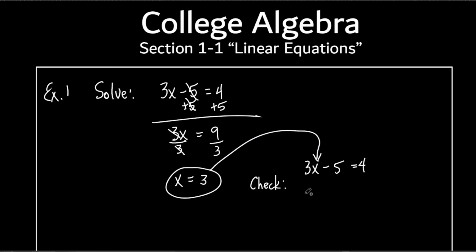You put the 3 in for this, so it's 3 times 3 minus 5. That should equal 4, does it? 3 times 3 is 9 minus 5. Does 9 minus 5 equal 4? Of course it does, and then we have checked it. I'm not going to make you do that, but if you wanted to do that, you can feel free to do that. All right, I talked too much on that.